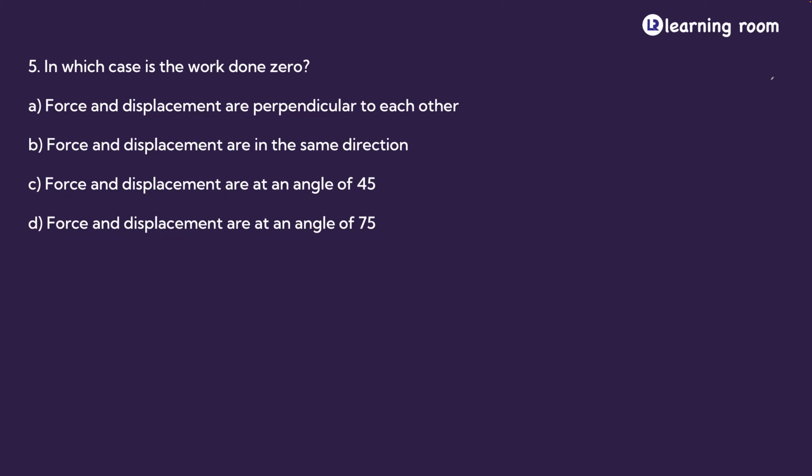In which case is the work done zero? Force and displacement are perpendicular to each other. First answer: force and displacement are in same direction. No. Force and displacement at angle 45. No. Angle 75. This is a simple question.